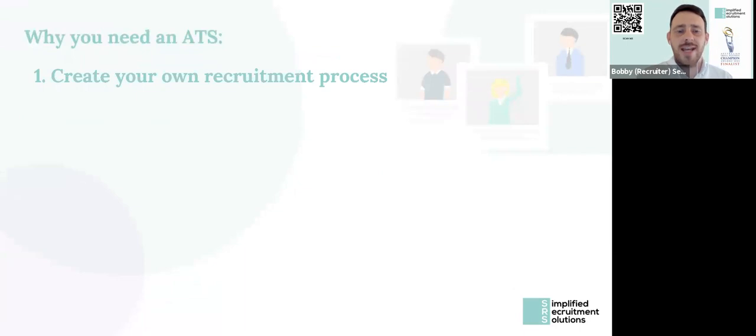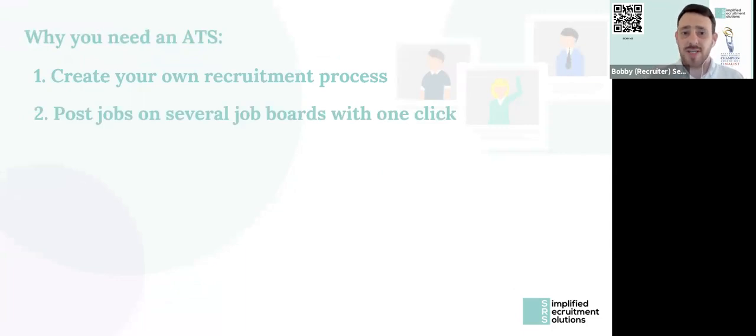So why you need an ATS, an applicant tracking system, is you can create your own recruitment process in it. And it's a process that gets followed for every person you recruit, which makes it a lot easier. It makes it so much easier for you to manage and make sure that each person is treated the same as they come through the application process. You can post your jobs onto several job boards with one click, again, saving so much time.